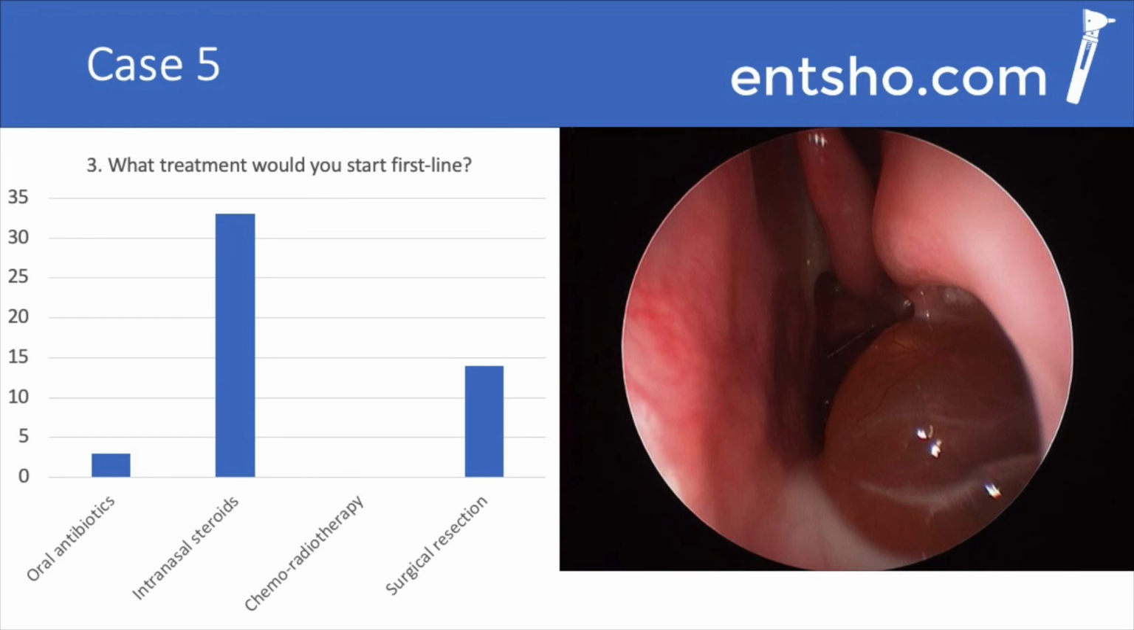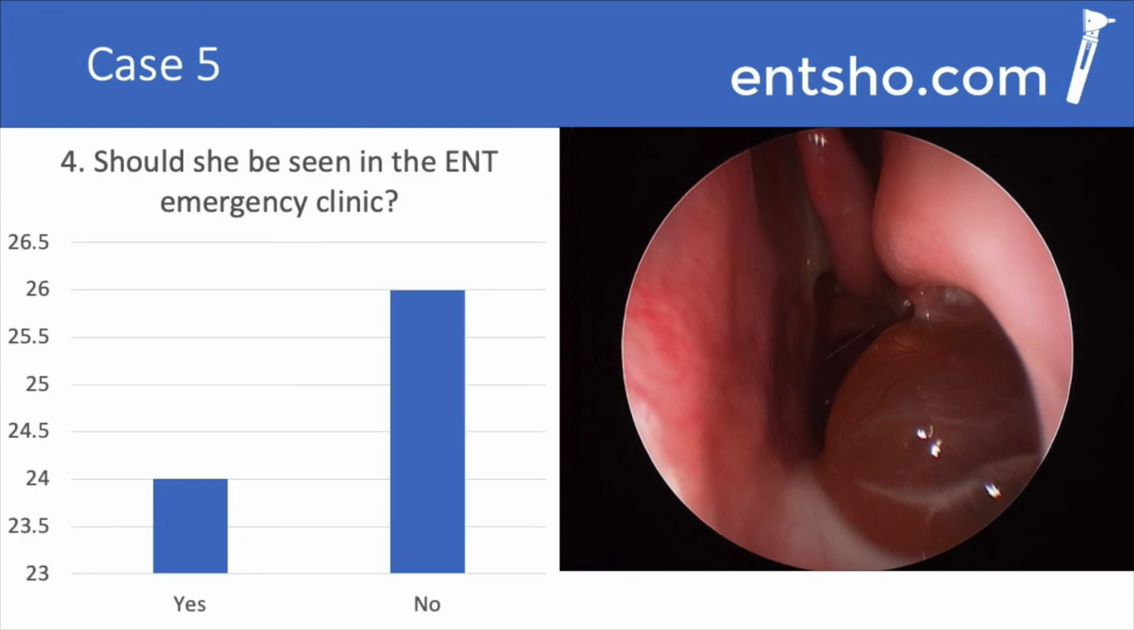In terms of whether she needs to be seen in the emergency clinic, no. This lady doesn't have any red flag symptoms. She doesn't have an acute infection, and doesn't have red flags for a 2-week wait cancer referral, because there's no bloody discharge, just mucky sinusitis discharge. So it would be reasonable to refer to ENT, but not to be seen the same day or anything.